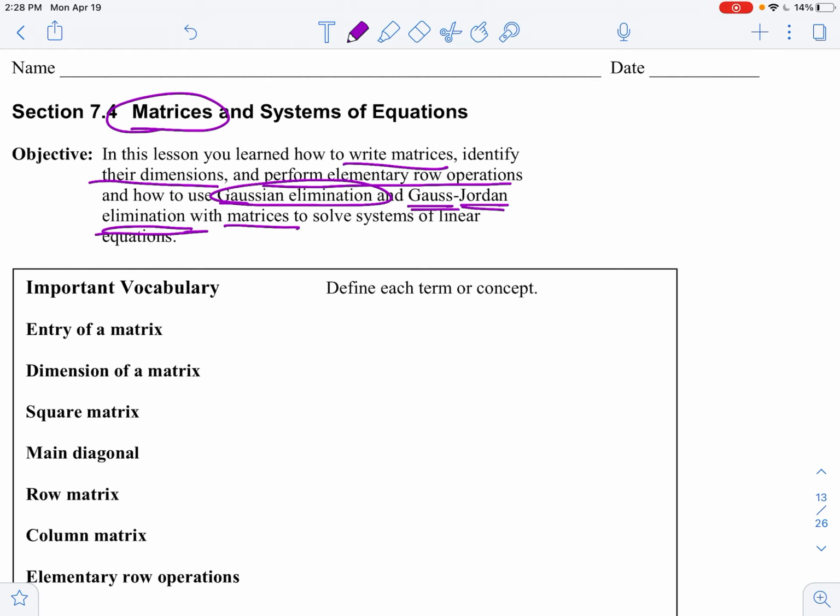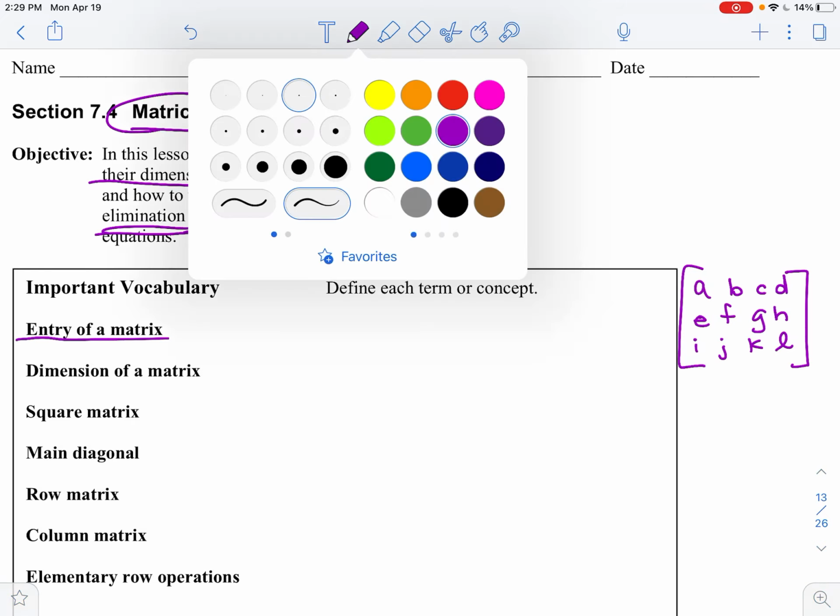So a couple of things that we need to know is what's an entry of a matrix. So I'm just going to show you an example of what a matrix can look like. So it usually looks like this. It's got these brackets, and then it has numbers in it of some sort of rows and columns, like A, B, C, D, E, F, G, H. And these letters can represent whatever's in that spot of the matrix. This is an example of a matrix. There are infinitely many matrices.